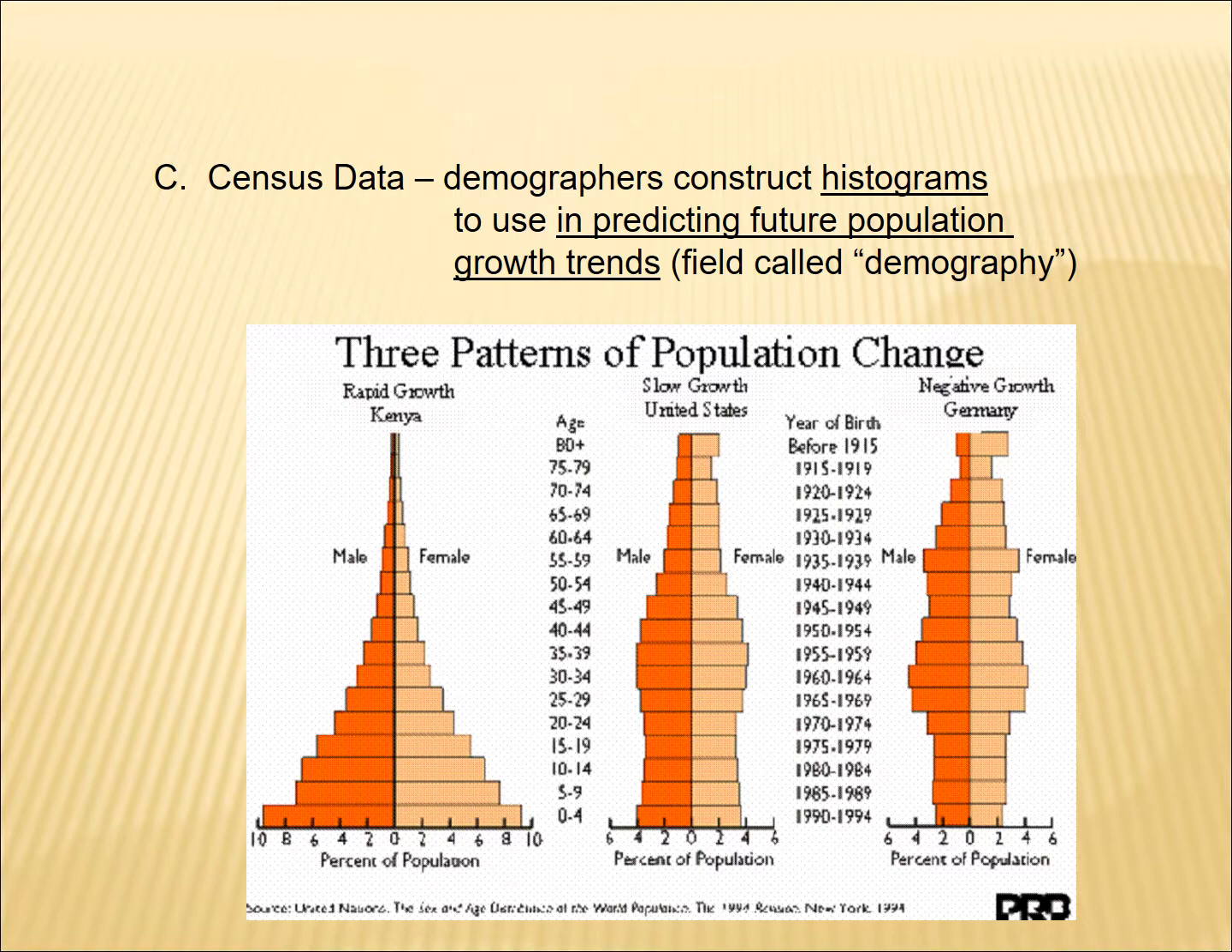All right, and then in the middle we have slow growth in the United States. So you notice we are slowly growing and getting larger, but it's very slow, not nearly as rapid as Kenya. And then here we have negative growth in Germany, and you notice that there are fewer people born in 1990 through 1994 than were born in the 60s. And so there's a slight negative growth. And that's actually true for a lot of European nations.